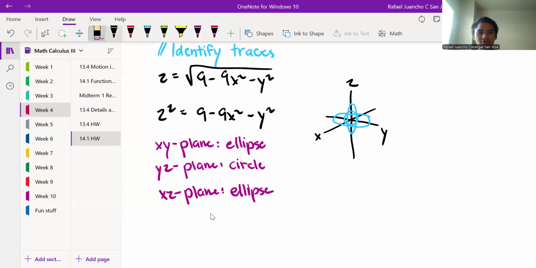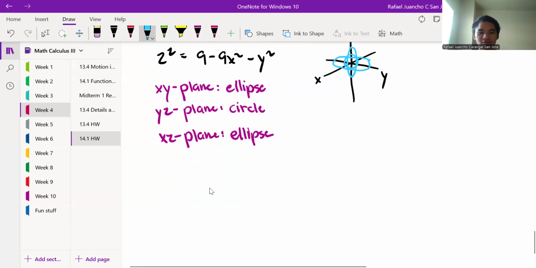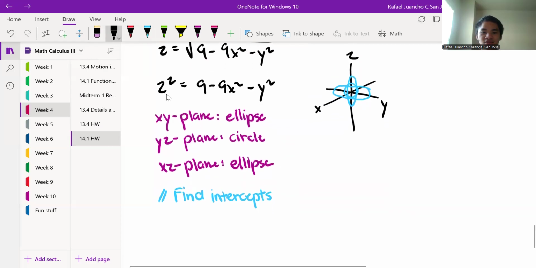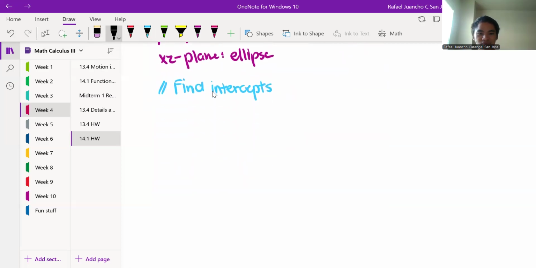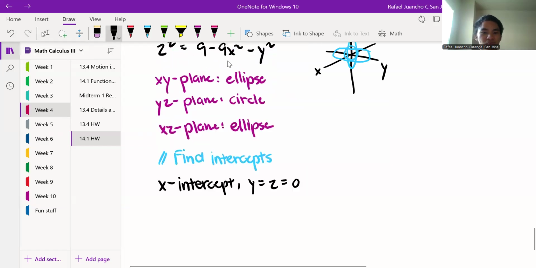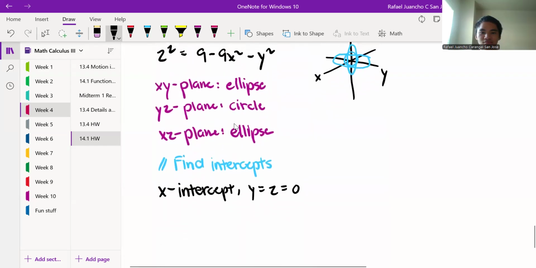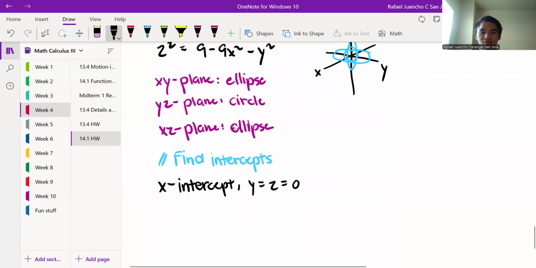Okay, let me actually do that real quick. Maybe there's something we can gain from doing that. So let me find intercepts. I think that's also a piece of information we can get. So if I want to get my x-intercept, then I have to make my y and my z to be 0, right?